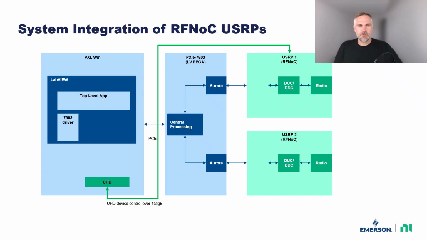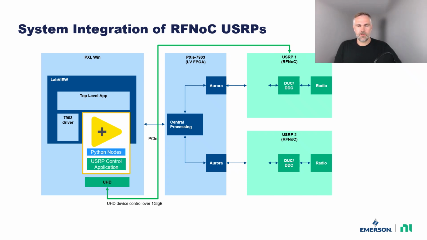So let's consider this example architecture where two USRPs, shown in green on the right, interface with a central NI FPGA coprocessor, shown in blue in the middle. The host application is written in LabVIEW and runs on a Windows-based controller, and that is shown on the left.